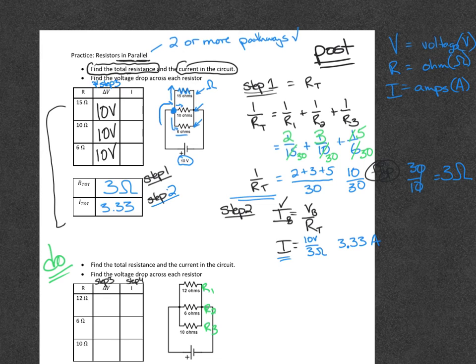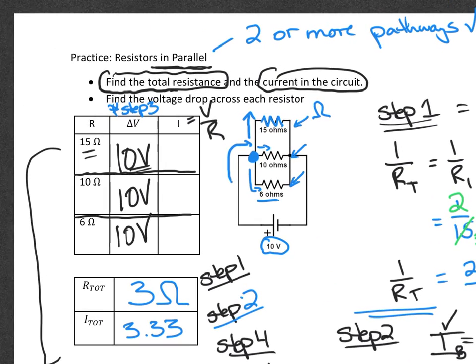Last step, step 4. Step 4 is to deal with the fact that you have 2 pieces of data about each resistor. You know its resistance and how much voltage it loses there. You're going to use Ohm's law again, but now for each individual resistor. So I is equal to V over R. V is the voltage, R is the resistance: 10 over 15. I can't do that in my head, but with a calculator, I discovered that's 0.67 amps. 10 over 10, that's 1.0 amps, exactly 1. And then lastly, 10 over 6. That's 1.67 amps. And you're done.